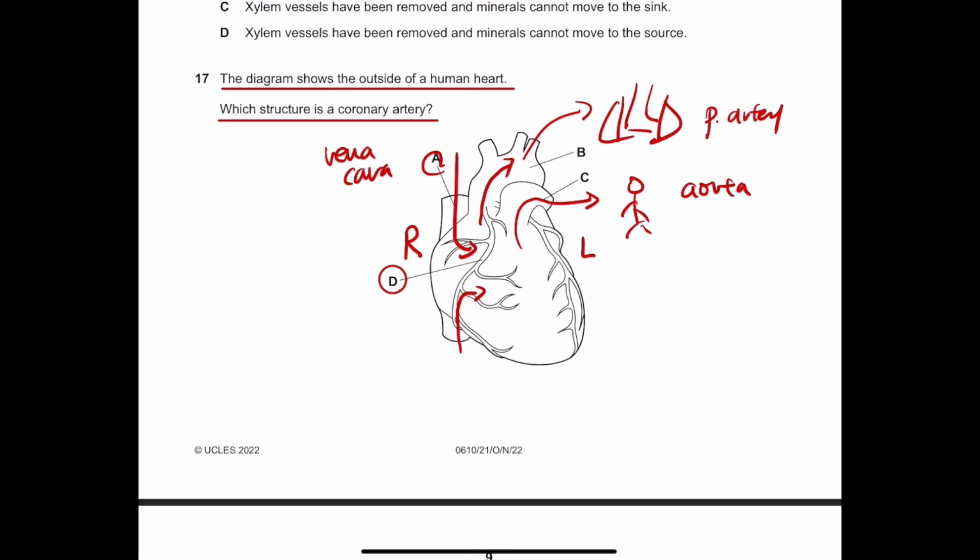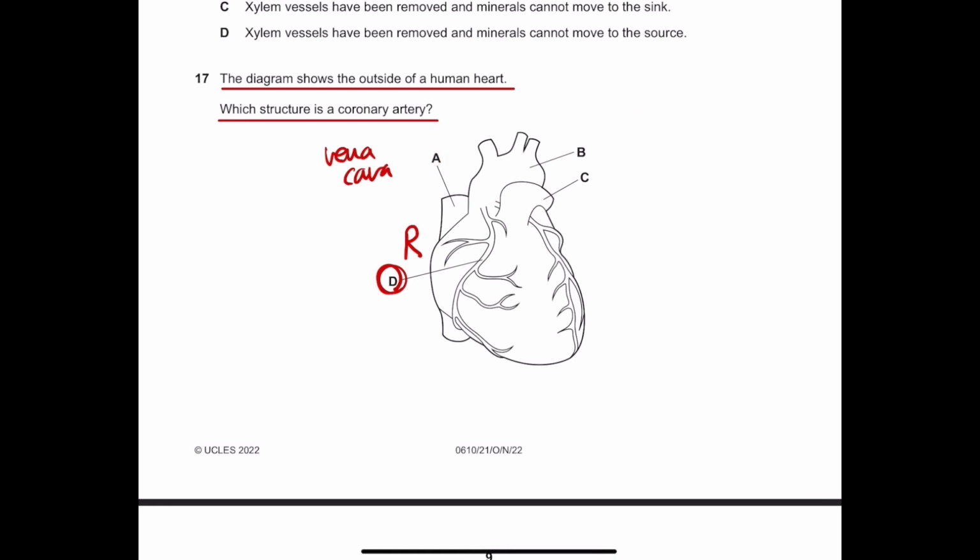So D is the answer because the coronary arteries are the blood vessels that provide oxygen and nutrients to the heart. So D is the answer for this question.